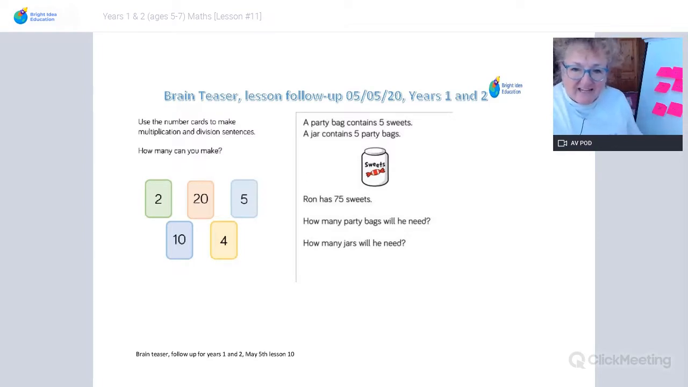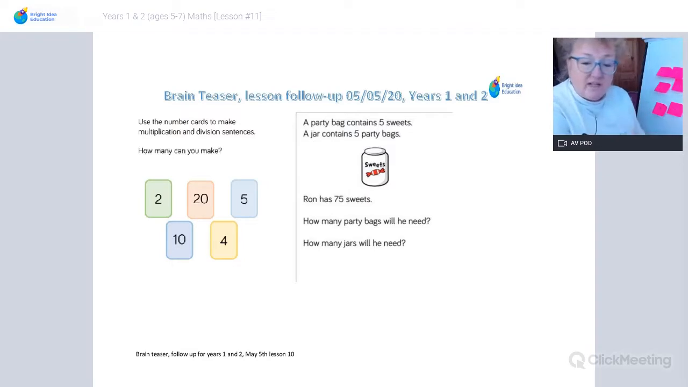It is lovely to be here again, and I hope you were busy while you were waiting looking at our brain teaser. We've got a brain teaser up, and we're going to be looking at fractions again today. So make sure you're looking at the brain teaser, and can you start sending in any answers that you've been working on so far?